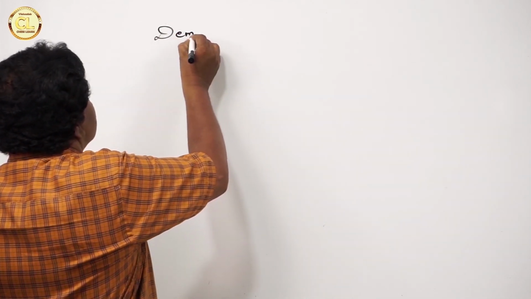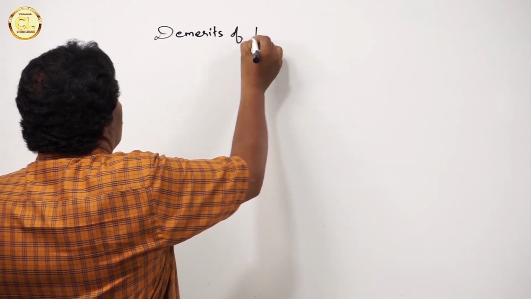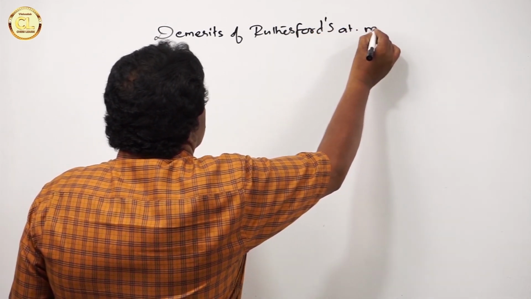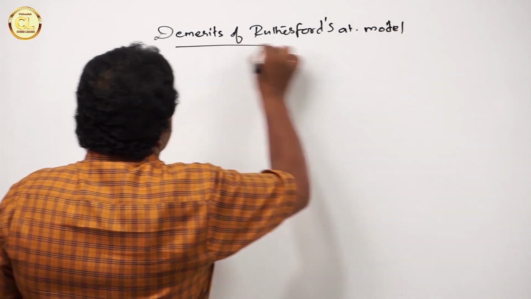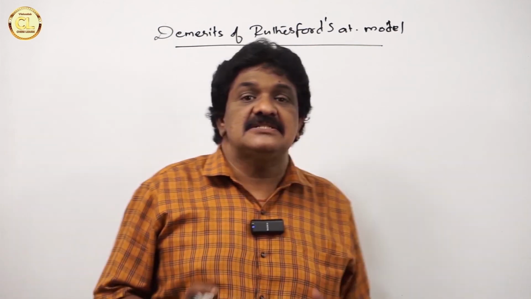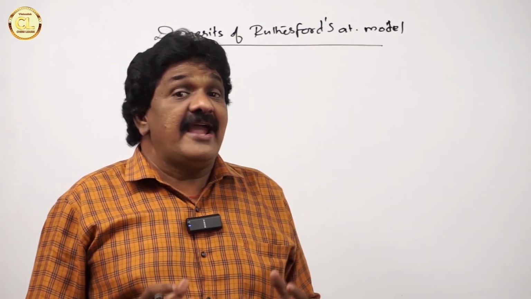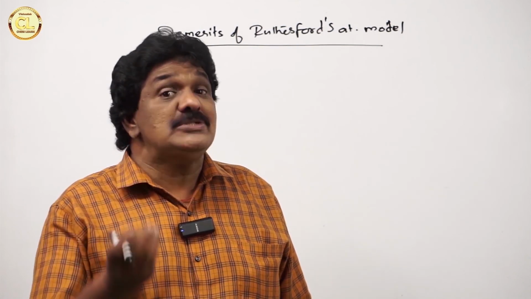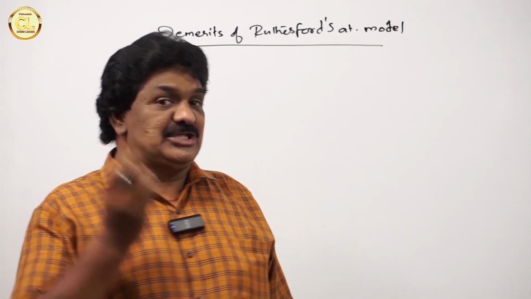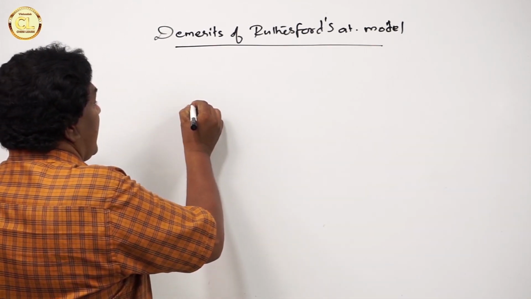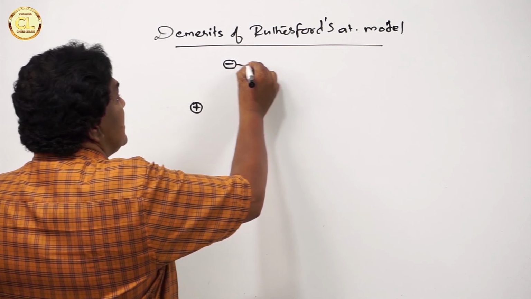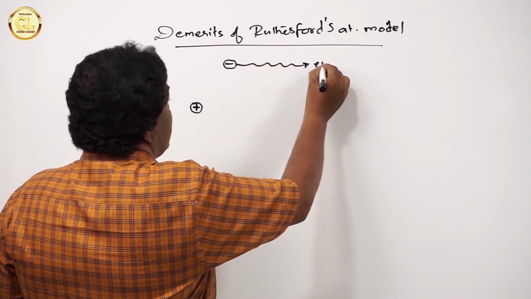Demerits of Rutherford's atom model. According to Maxwell's electromagnetic radiation theory, when a negatively charged electron revolves around the positively charged nucleus, the electron may lose energy in the form of electromagnetic radiation.